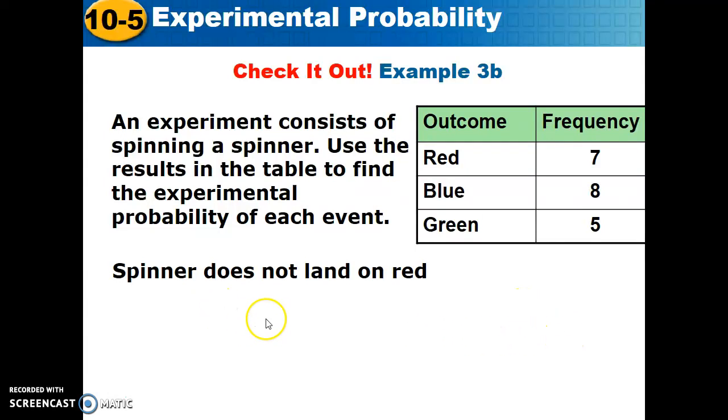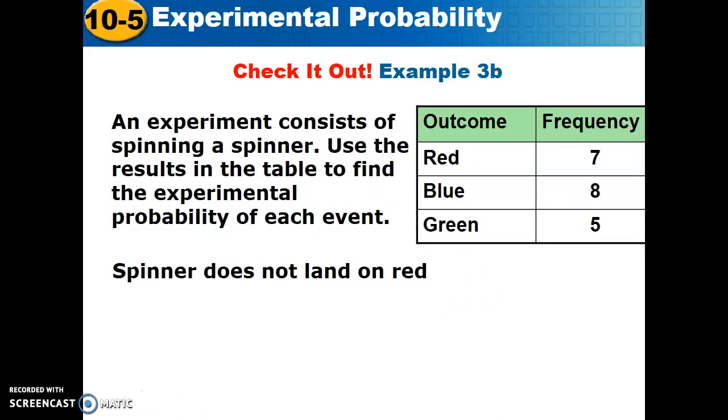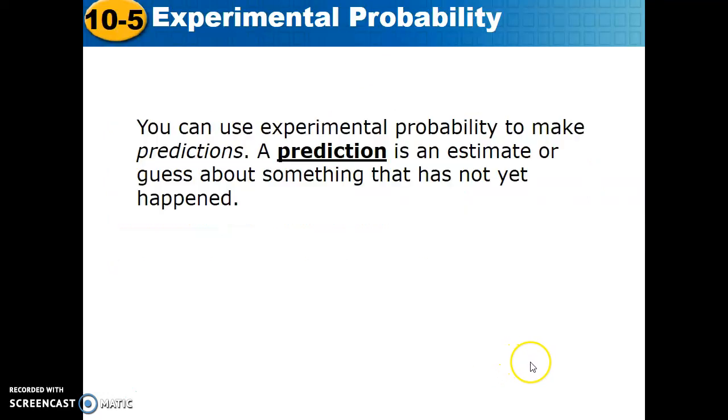Now what we want to talk about is what's the experimental probability the spinner did not land on red? Well, that's a simple calculation now that we've got the opposite of that event. The number of times it landed on red is 7, so the number of times it didn't land on red out of 20 would be the complement to that. That would be 13 out of 20. So 7 plus 13 gives us our entire experimental sample space. 7 were red, so 13 are not.